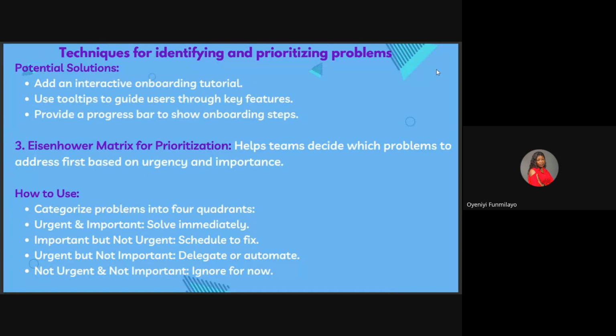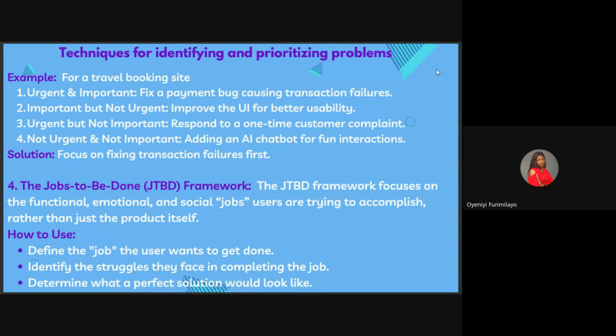Urgent but not important. That means you can give it out to somebody or automate it. That's delegate or automate. Then not urgent and not important. Ignore for now. It's not like you ignore it forever, it's something you can get back to. There's an example for it.